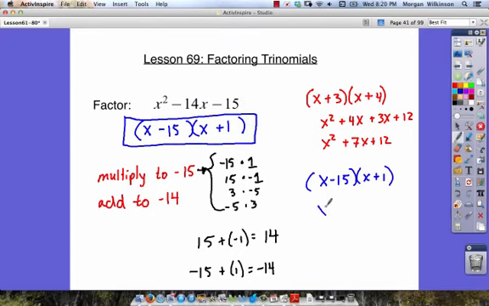X times x, that's x squared. X times 1, that's just 1x. Negative 15 times x is negative 15x, and negative 15 times 1 is negative 15. When we simplify, we get x squared plus x minus 15x, that's negative 14x, and then we have minus 15. That's exactly what we started with. We got our answer right, and we can check it using that FOIL method to make sure we did. Let's look at some more.